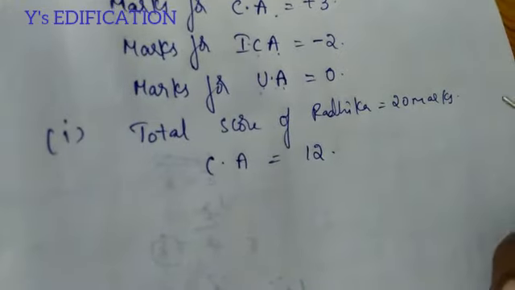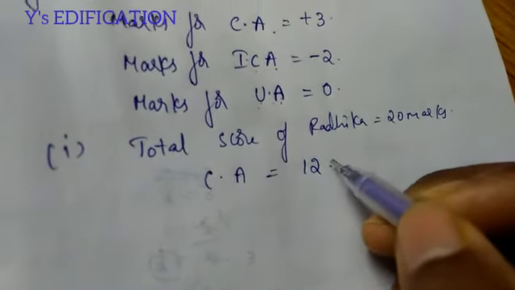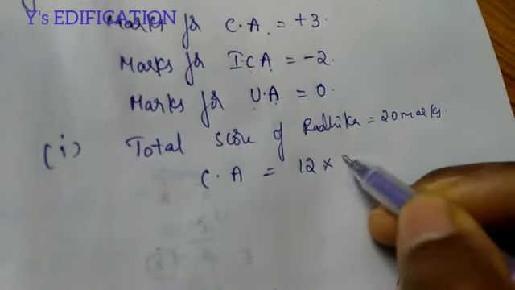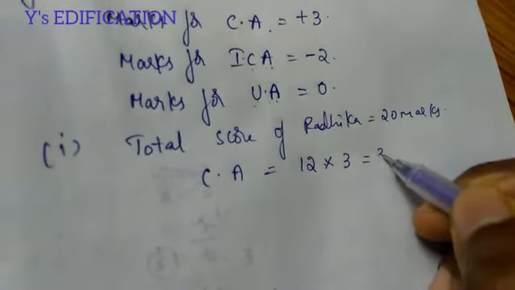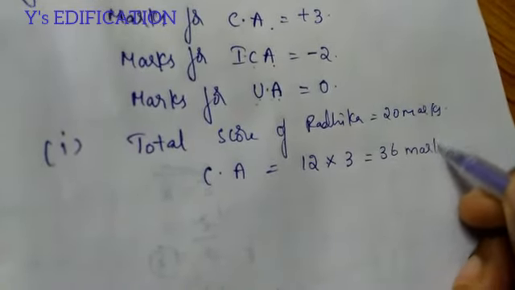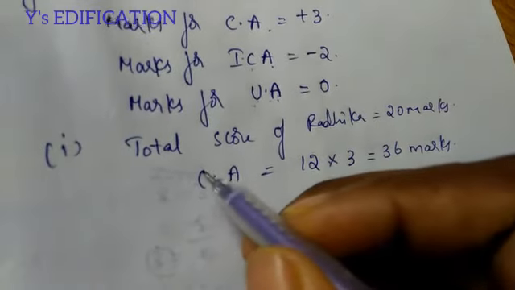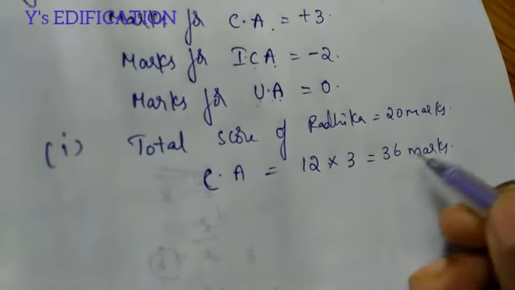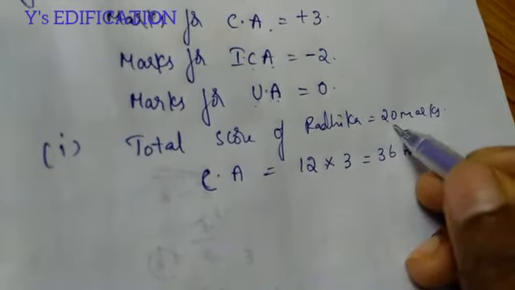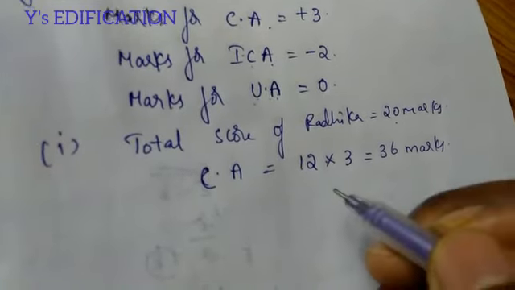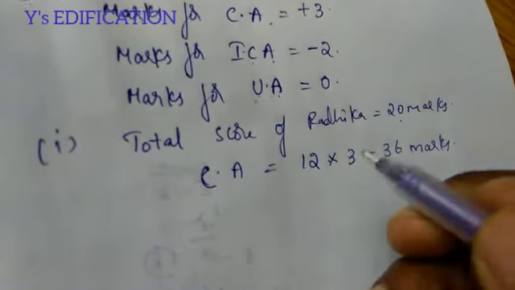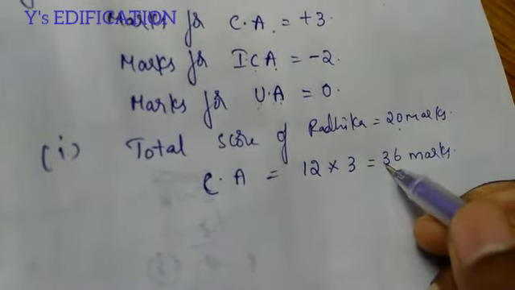She wrote 12 correct answers, but she got only 20. If she wrote 12 correct answers, how many marks should she get? 12 into 3, 36 marks she should get. If all the answers she wrote were correct, she should get 36 marks, but she got only 20. That means she wrote some wrong answers. So they are asking how many incorrect answers she wrote.